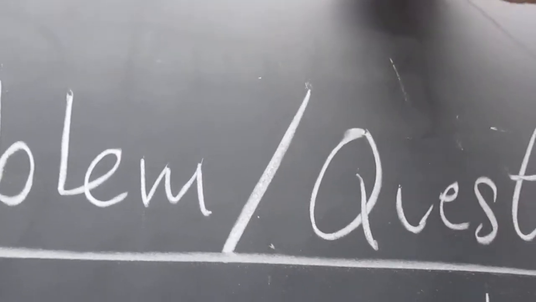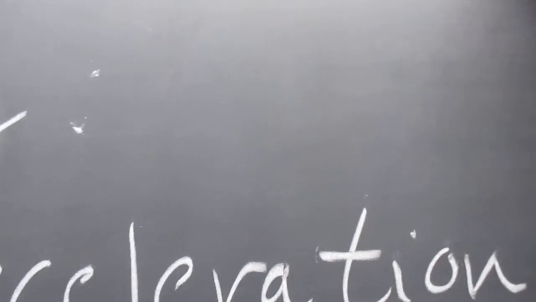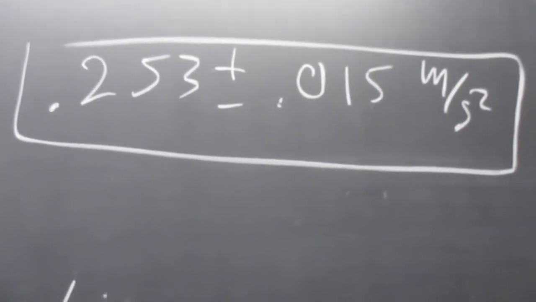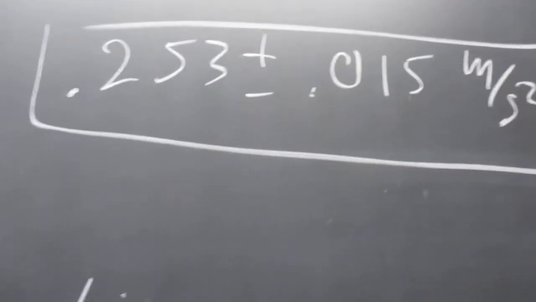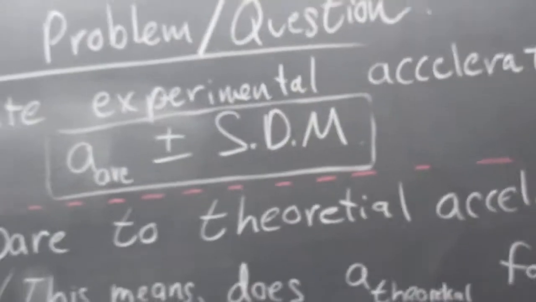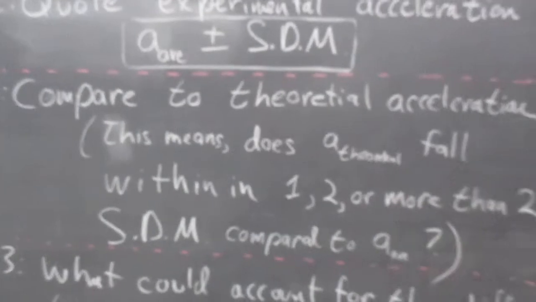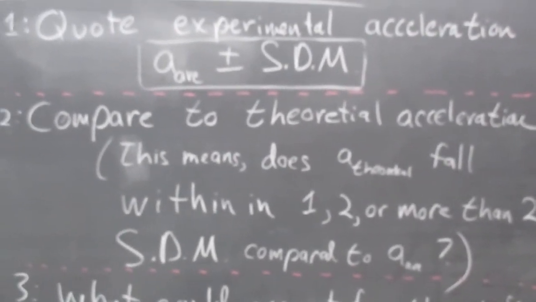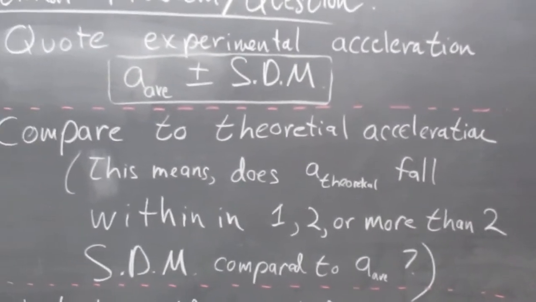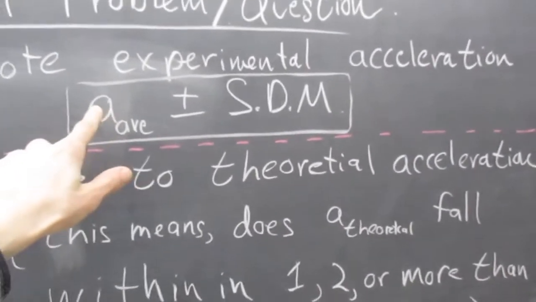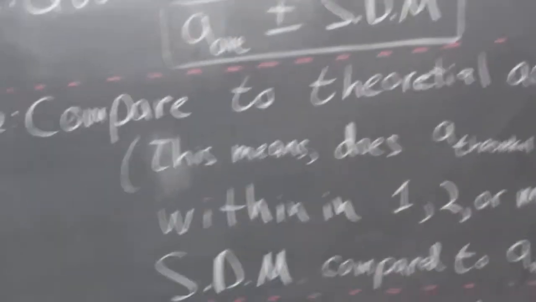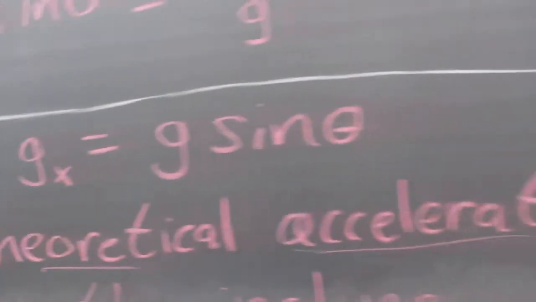For example, I'm just going to make up numbers here: 0.253 plus or minus 0.015 meters per second squared. That's just a made up number, but that's how you would quote your results. In this case, you'll just have 6 of those. So how do we use that to compare values? We want to compare our average experimental to our theoretical, and that's what we had here again.